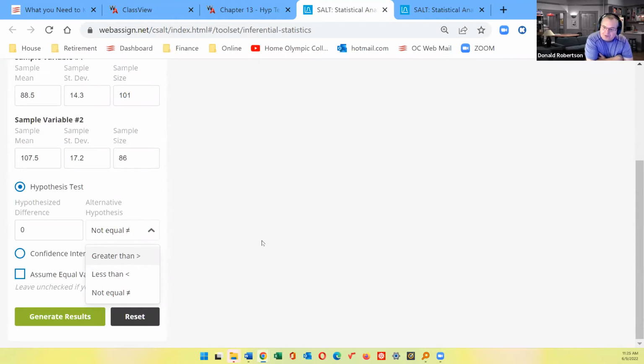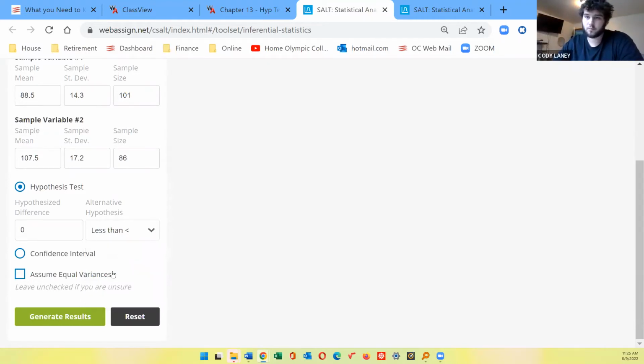We want to prove that men are going faster than women. But women is the first data and men is the second. So is that less than 0 or greater than? Your 50-50 chance of guessing. Greater than or less than? Since it is less than.